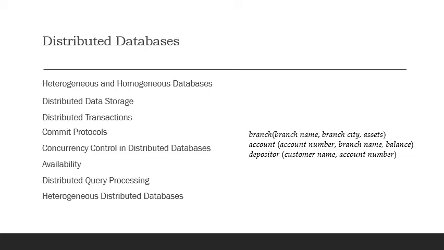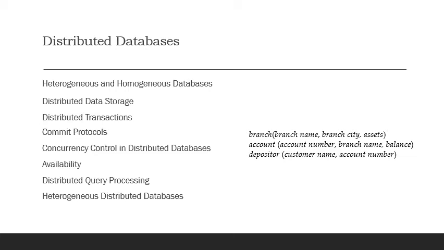Next, we will outline how to provide high availability in a distributed database by exploiting replication, so the system can continue processing transactions even when there is a failure. Next, we discuss query processing in distributed databases and issues in handling heterogeneous databases.